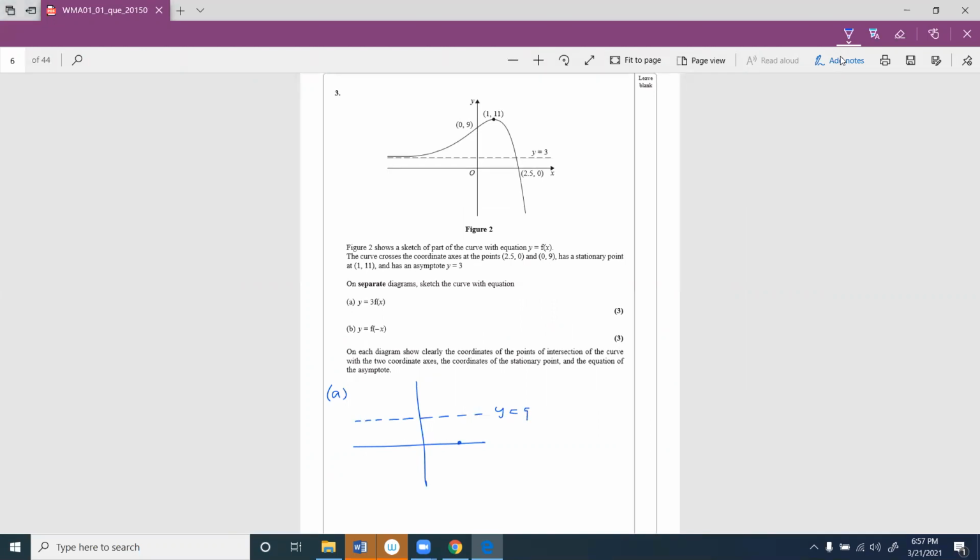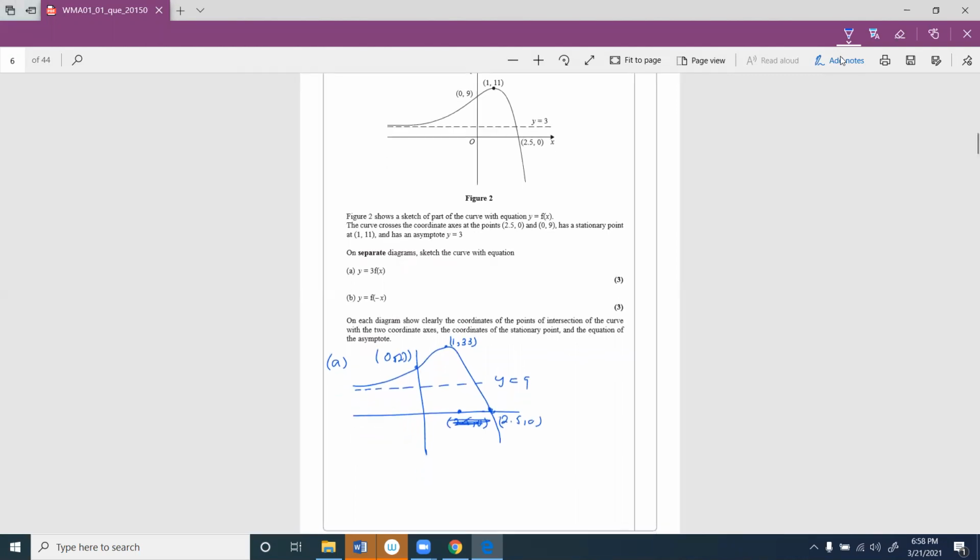This point does not make an impact because the y coordinate here is 0. So therefore it's 2.5, 0. It does not make any difference. This point (1, 11) turns up to how much? (1, 33). And (0, 9) turns up to (0, 27). With this, you can just draw this graph. It's pretty simple, sorry, it should be over here. 2.5, 0, like that.